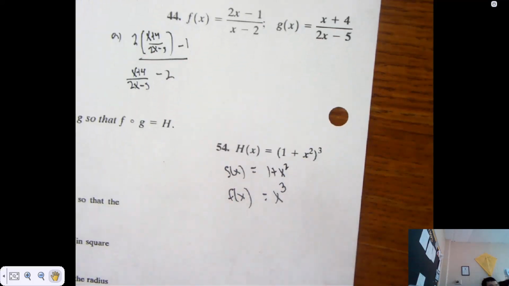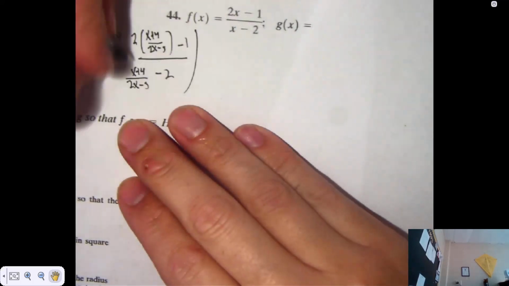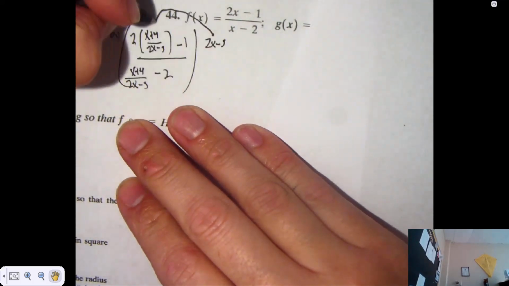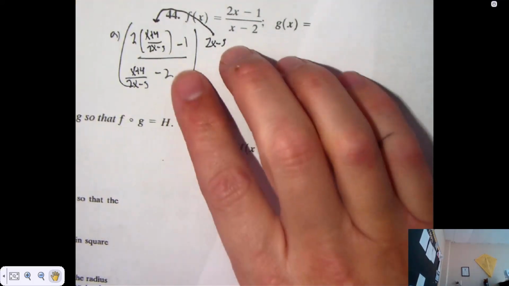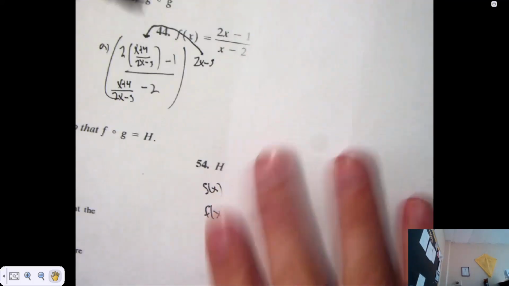I did get a separate sheet of paper for that one. I would clean that up with the LCD method. What is the denominator that you see? 2x minus 5, that thing. Now when you distribute here, the 2x minus 5's cancel. You're left with twice x plus 4, which is 2x plus 8.